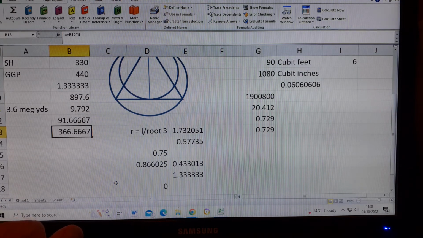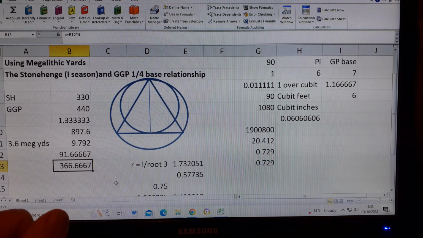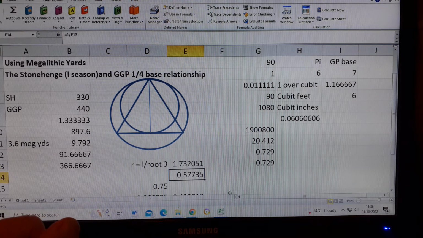And the proof is that this radius is that divided by root 3. Well, this is 1. So 1 divided by the square root of 3, which is that, is 1 over that, which is that, 0.57735.